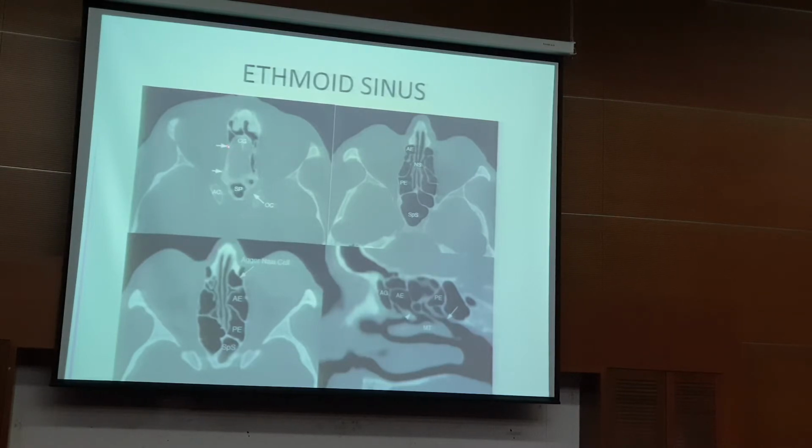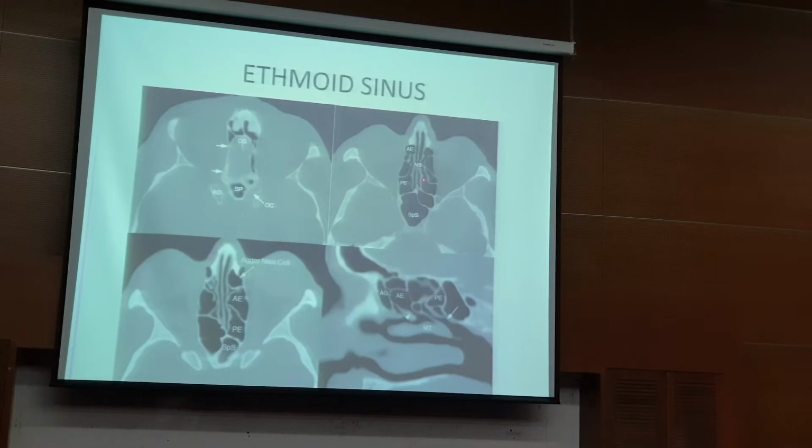The one anteriorly is at the level of the crista galli, and here you can see the notch where the anterior ethmoidal artery traverses. And posteriorly, another notch is seen, and this is where the posterior ethmoidal artery courses to.